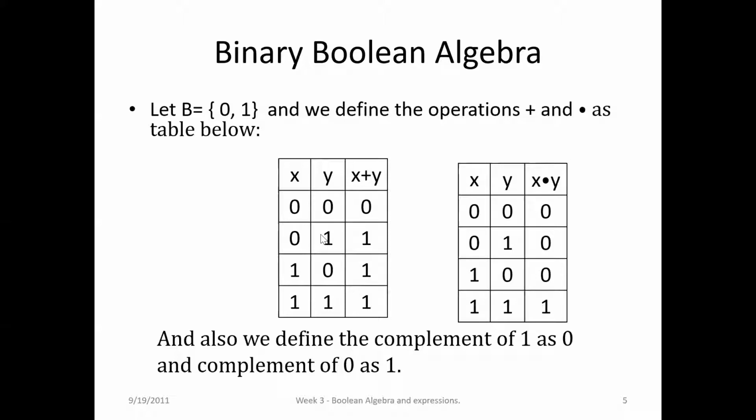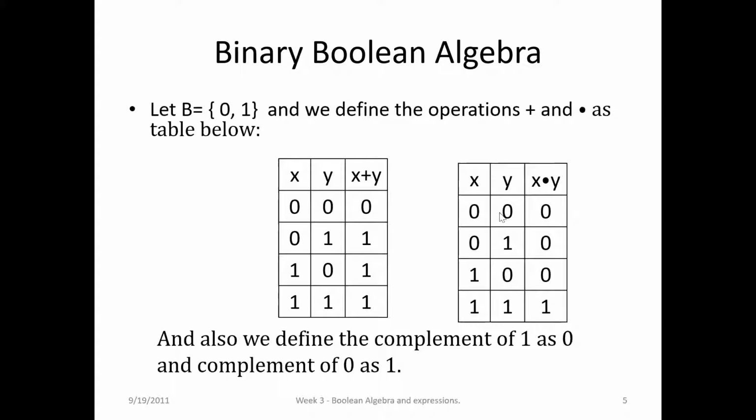0 plus 0 is 0, 0 plus 1 is 1, 1 plus 0 is 1, 1 plus 1 is 1. Now, if you want to give the truth table, this kind of structure is called a truth table, right? So x, y here, x dot y, these are the four combinations possible with two variables: 0 0, 0 1, 1 0, 1 1.